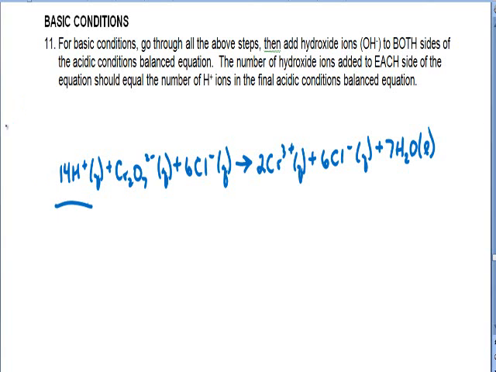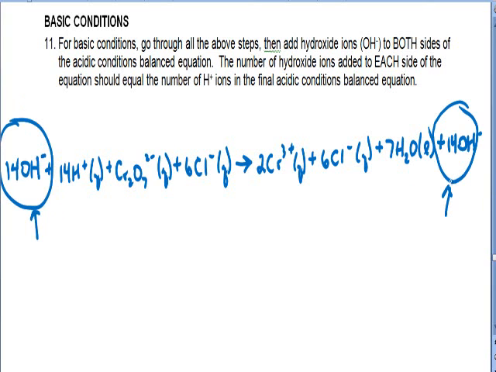We then add to each side of the equation the number of hydroxide ions that's equal to the number of H plus ions. So the first step in balancing for basic, we identify how many H plus ions are present in the acidic balanced equation, and then we add a number of hydroxide equal to the number of H plus ions to both sides of the equation. Both to the left and the right, we've added in 14 hydroxide ions.